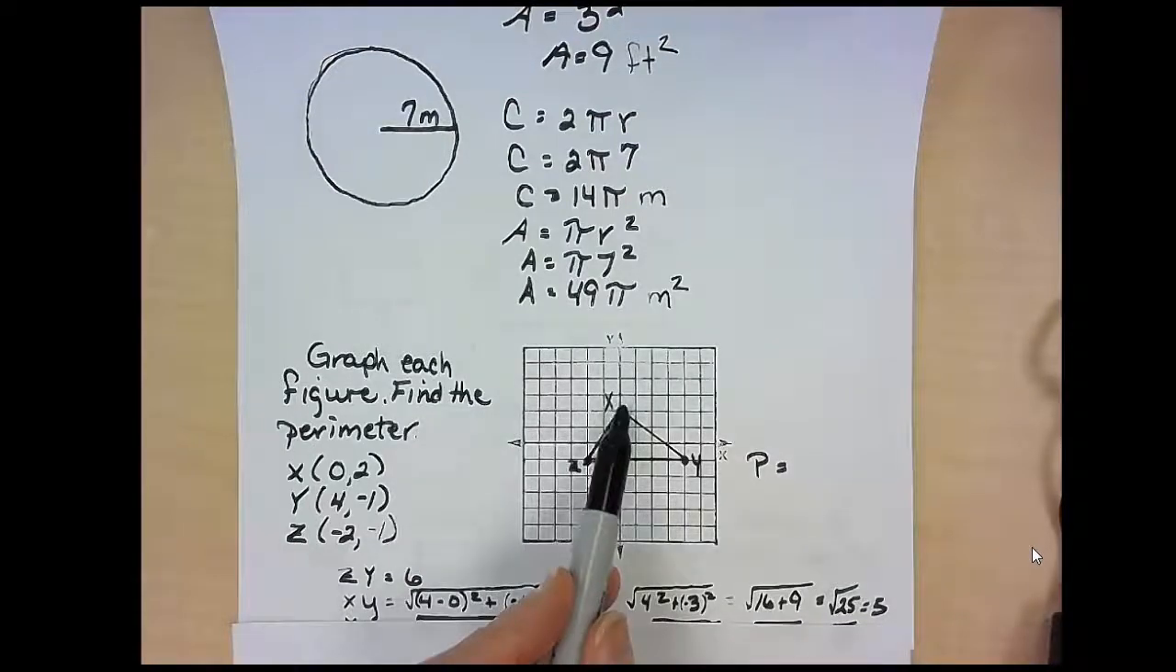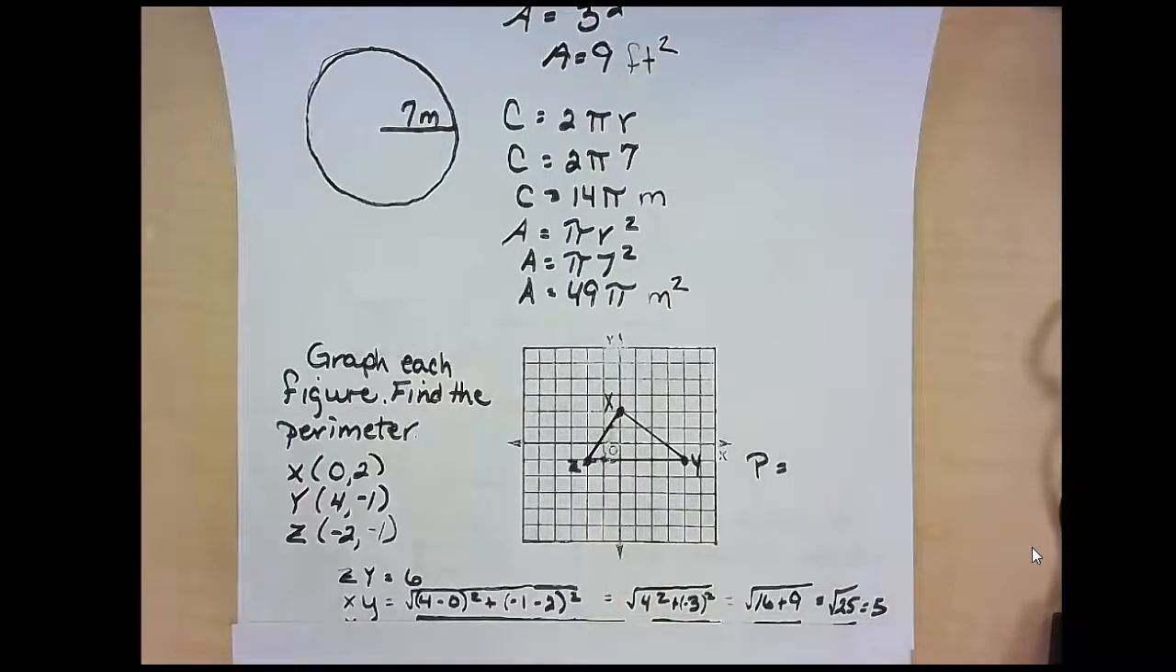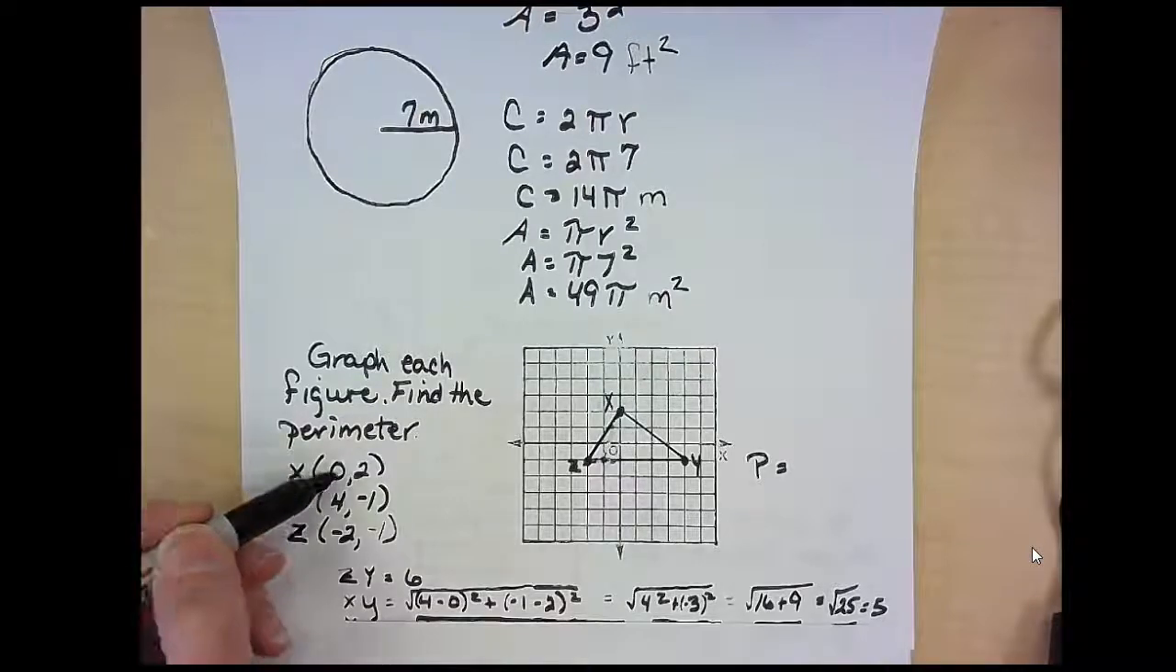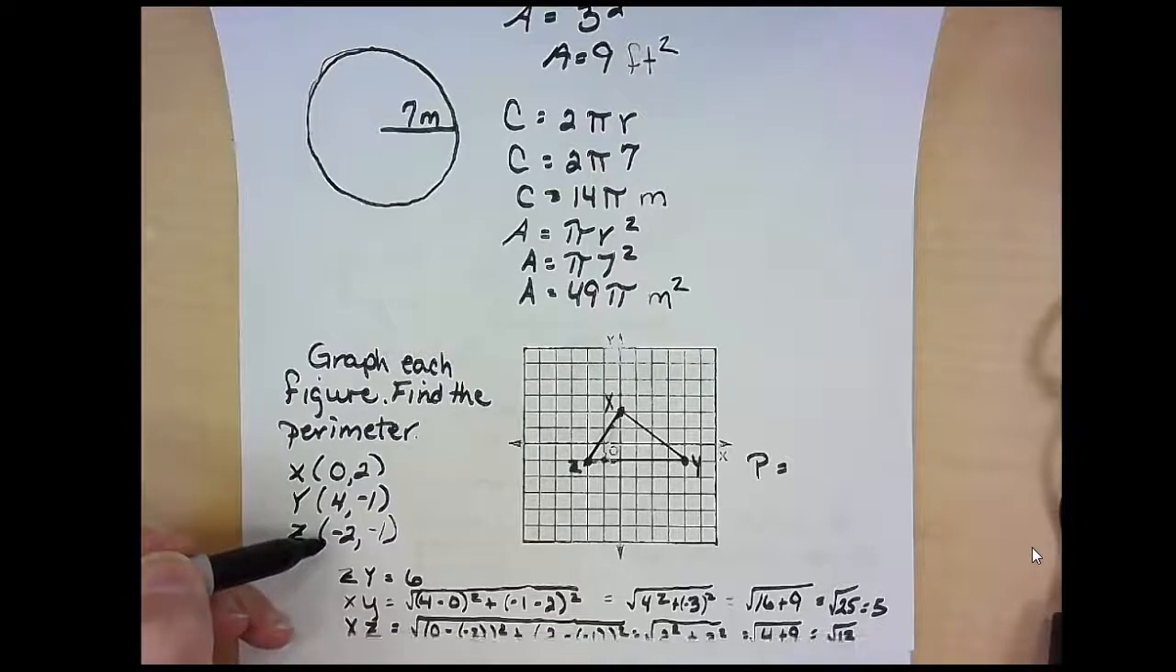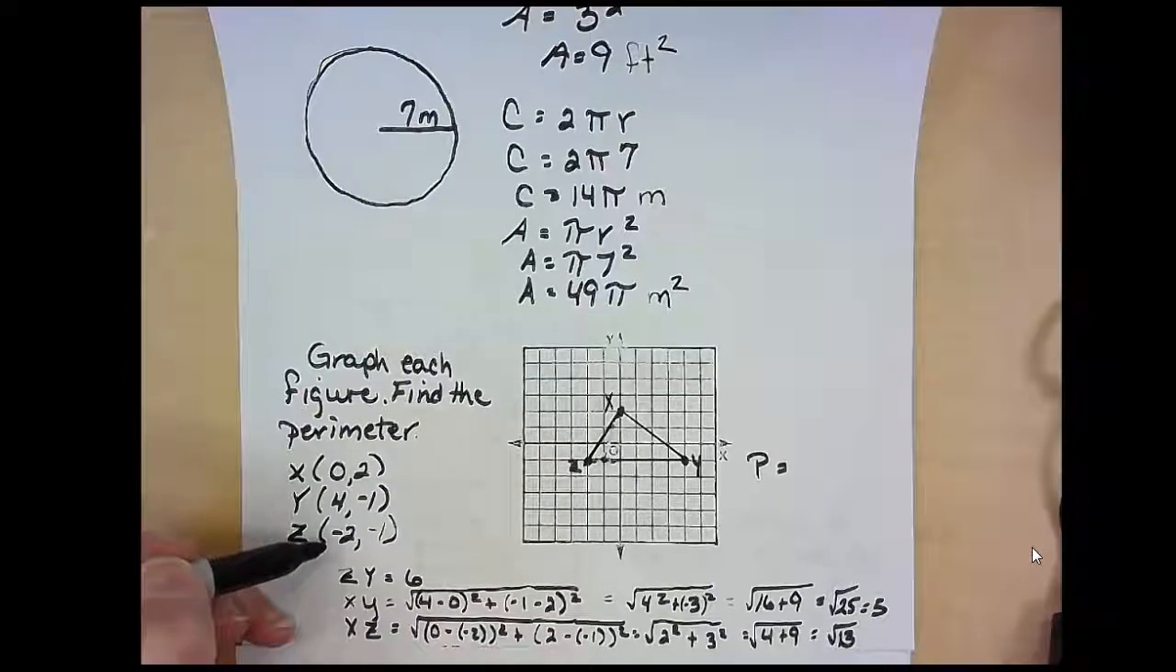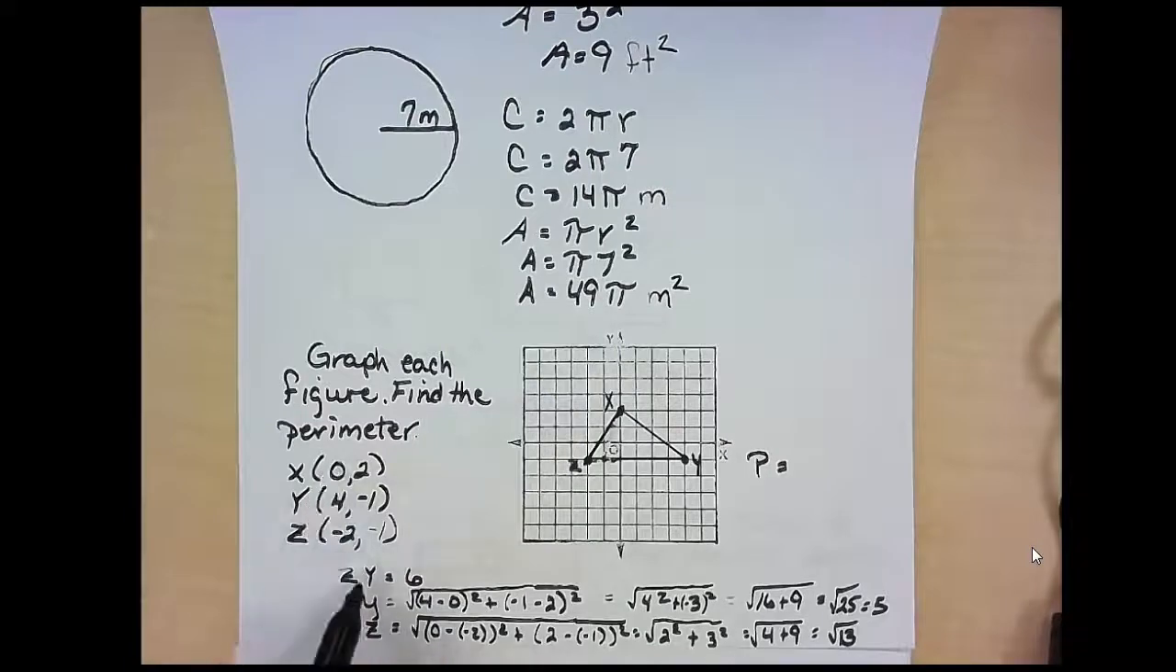Then we're going to do the same thing for XZ. If we look at the x value of X and the x value of Z, we have 0 and negative 2. So I went through 0 minus negative 2, and then 2 minus negative 1, which makes positive 2 for my x's. 2 plus 1 is 3. Come back, 2 squared and 3 squared would be 4 plus 9, square root of 13.